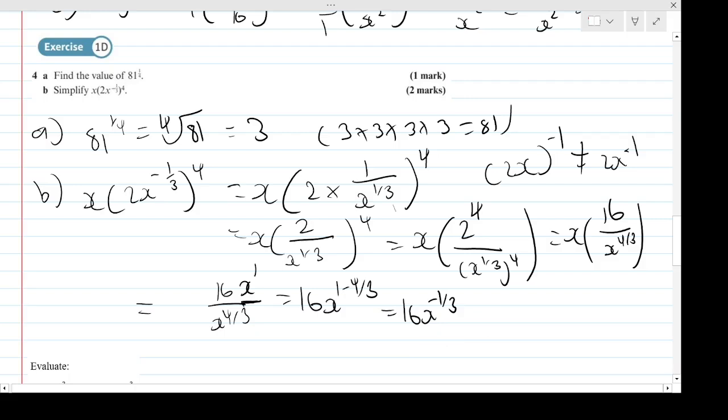But alternatively, I guess you could evaluate the power if you wanted to. So that's 16 over x to a third, and then that's 16 over cube root of x. That is up to you. But generally, if it's written in this sort of form where it's just a single x, no fractions or anything like that, that's kind of good enough for us. Okay.